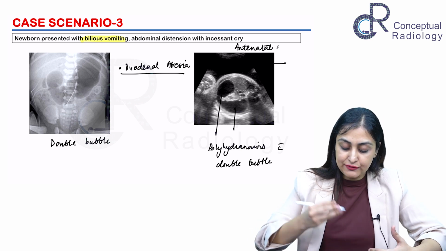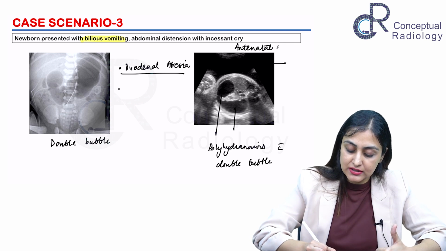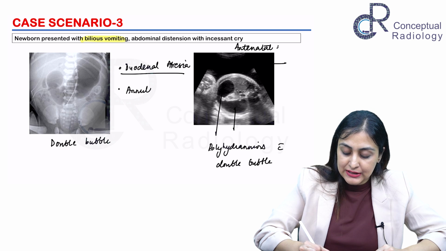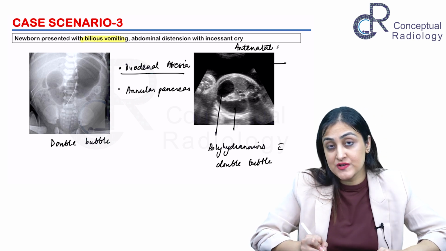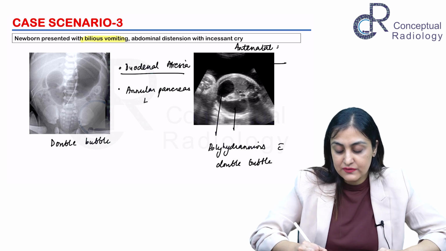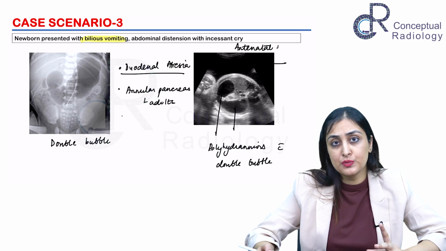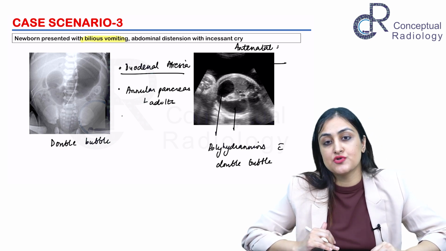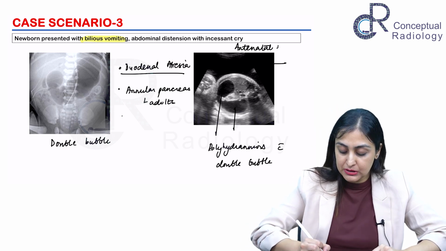Having said that, if you see the double bubble sign, apart from duodenal atresia, there are other differentials that you have to consider. One is annular pancreas. This is not something that usually presents in a neonate. This is something which usually presents in adults with not so acute presentation. So they can have subacute vomiting, subacute obstruction. That is how these patients present, but it's one of the differentials of a double bubble sign.